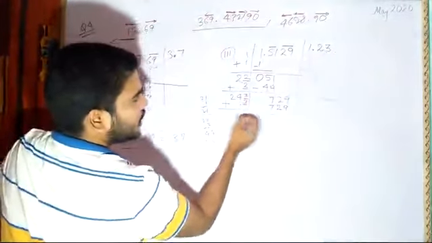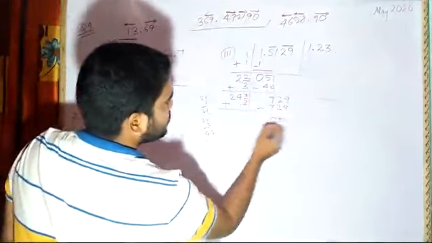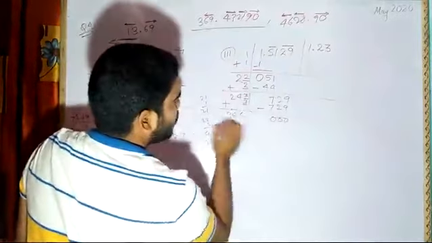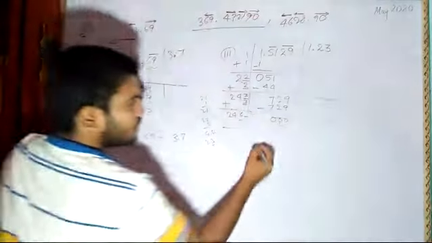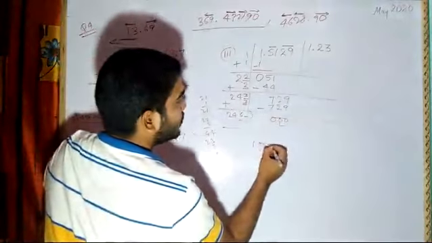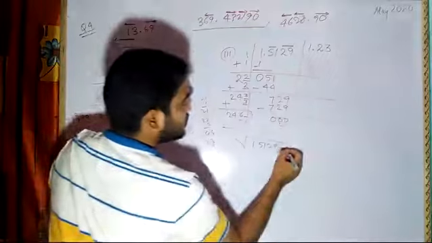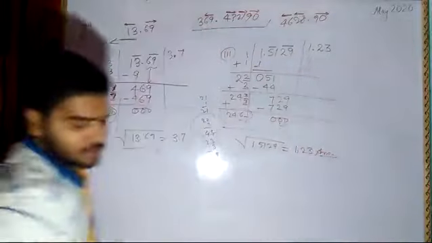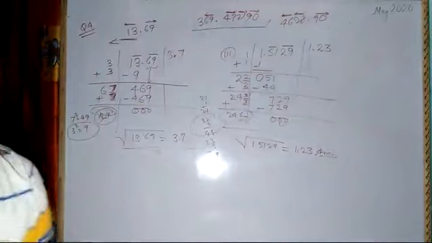Now what is our task? Plus, minus. Here 0 0 0, here 6 4 2, blank space. If you leave this one, no problem, but up to here you have to go. So the square root of 1.5129 is equal to 1.23. I hope this will clear your doubts, and this is your answer.